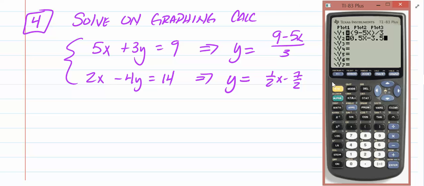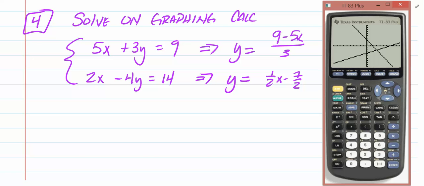All right, then from here, we're going to hit zoom 6. Everybody hit zoom 6. Take a little calculator selfie. Does that look like yours? Good. So yours looks like mine. It's all good. We're all good to go.